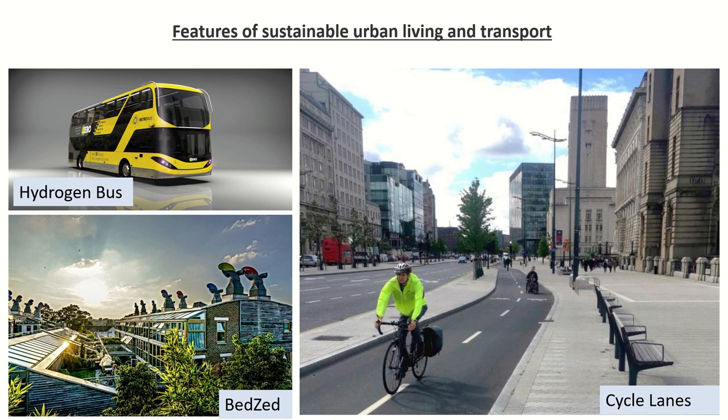Again, if you'd like to read up more on Bedzed, please do have a little Google of it and look at some of the key features of that scheme. But those three things combine to give us urban living, Bedzed, and sustainable urban transport in the case of the hydrogen buses and cycle lanes. You could also talk there about integrated transport systems, such as the Mersey Pass, which is bus and train within the same price. Same idea. Okay.